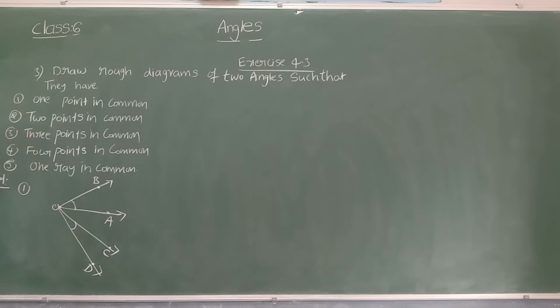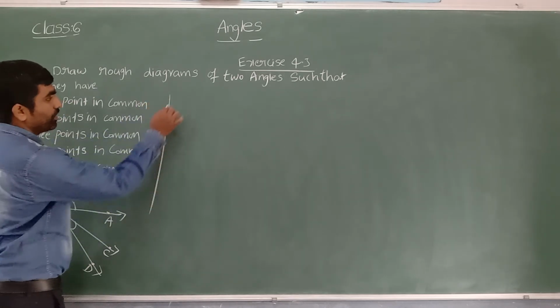Only one common point, which is O. O is the point of angle AOB and also O is the point of angle COD. O is the common point. We can see only one common point for these two angles. That is the suitable diagram for this first one. Yes, we'll go for the remaining now.